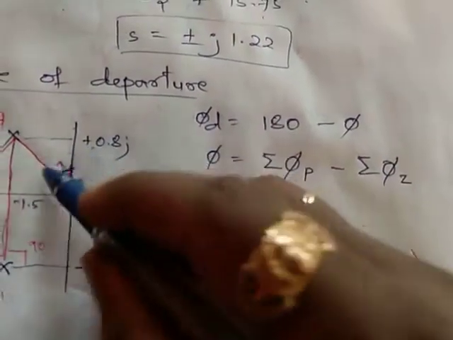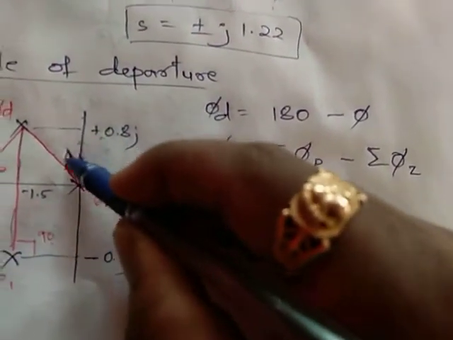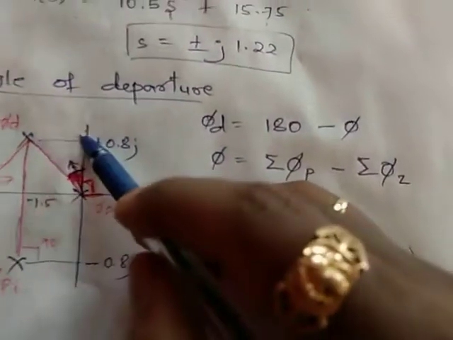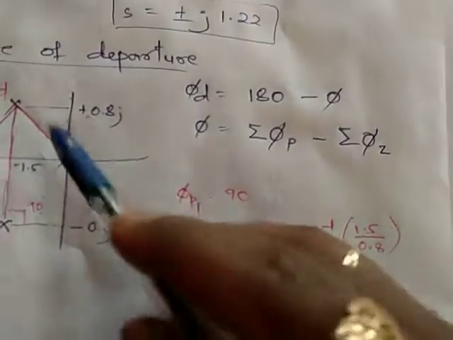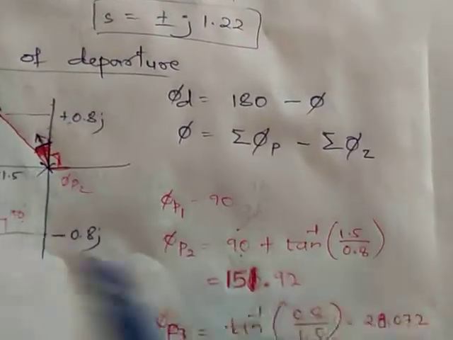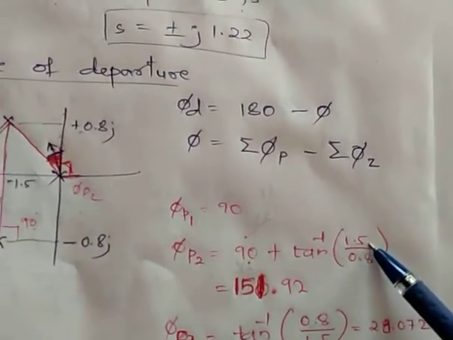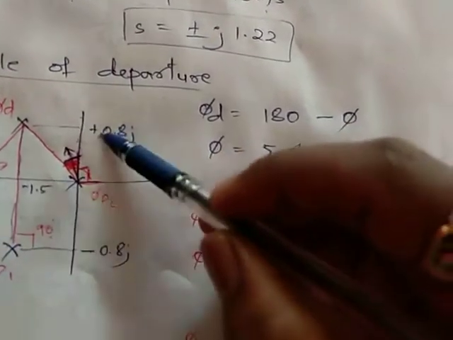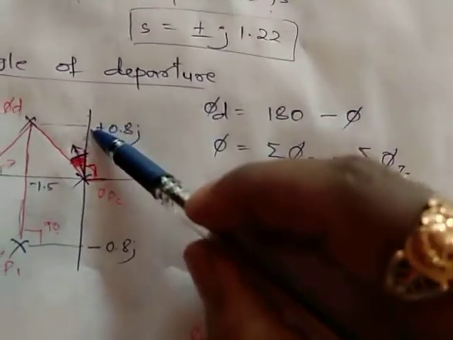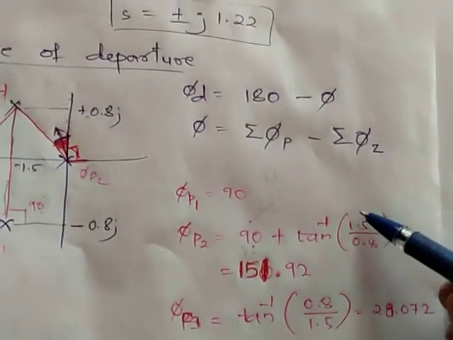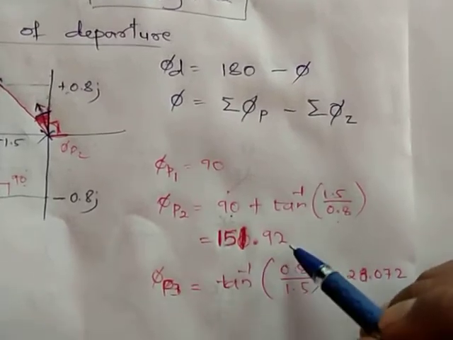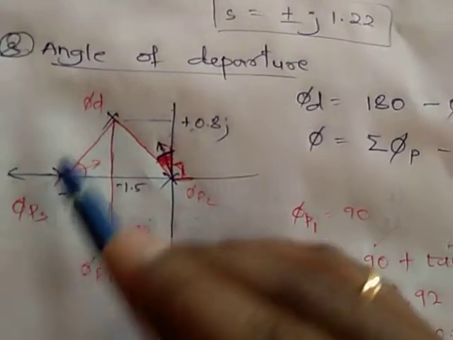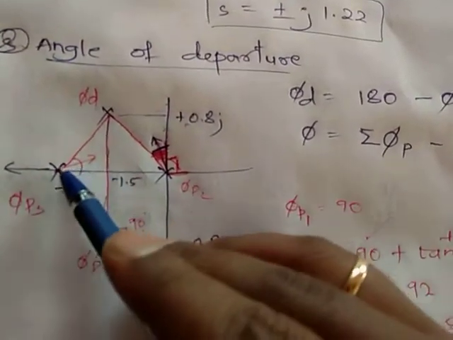Okay. Then regarding this part, we need to find the angle between these two. So I draw a line in between these two which shows opposite line. So 90 plus tan inverse of opposite by adjacent. Opposite, measure it 0 to 1.5. Opposite 1.5 root. Then adjacent, it is 0.8. Measure it 0 to 0.8. So opposite by adjacent. Right. So you'll get 151.92.